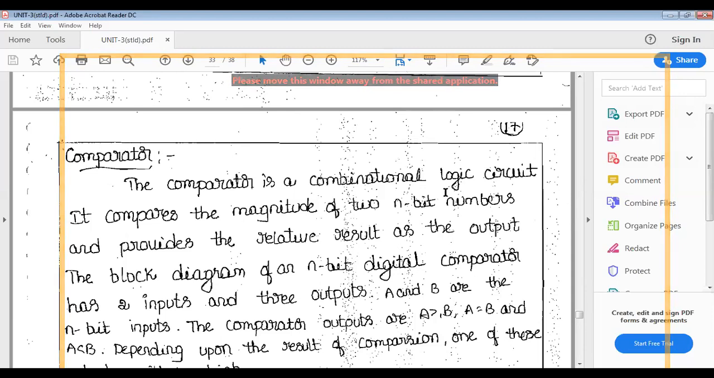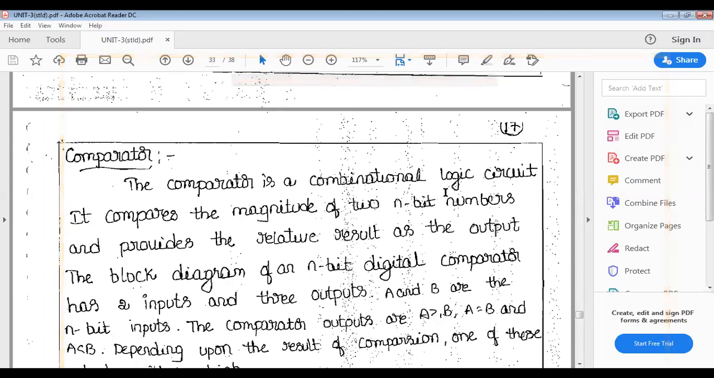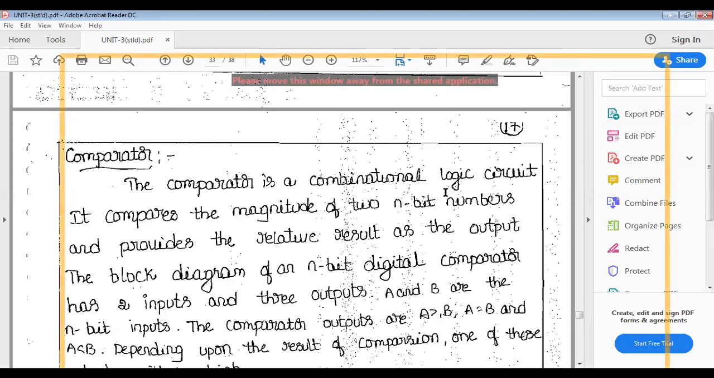So what is a comparison? Always you can see that in a comparison, those two are either equal, or less than from one to another, or greater than from one to another. These are the only comparisons we have: equal, less, and greater. The comparator is also a combinational circuit.